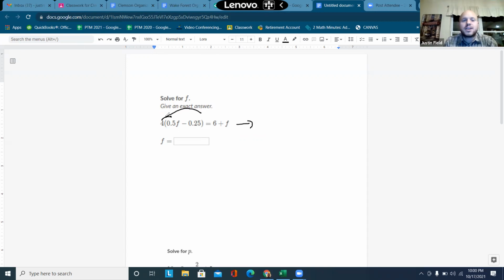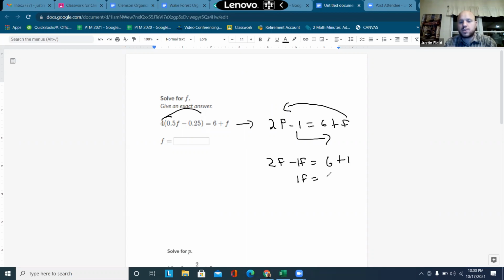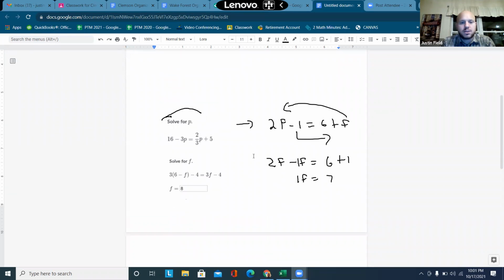All right, so 4 times point, that's 2f. 4 times 0.25 is 1. All right. Put my variables on the left. I'll put my numbers on the right. What's that going to look like? 2f minus f. 6 plus 1. See? Combine like terms. And of course, again, there's a 1 there. So 2 minus 1 is 1. 6 plus 1 is 7. And we're done. All right. So hopefully that's helpful. Next one.